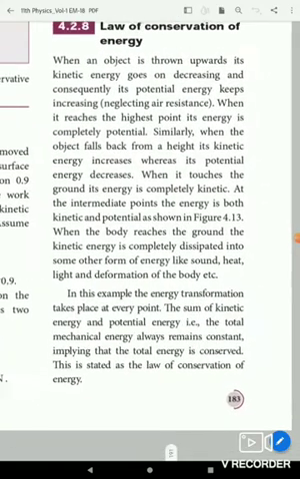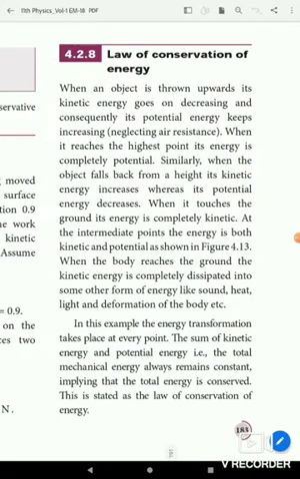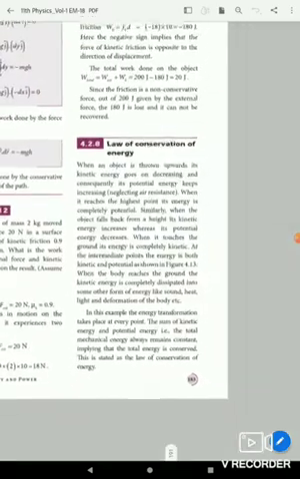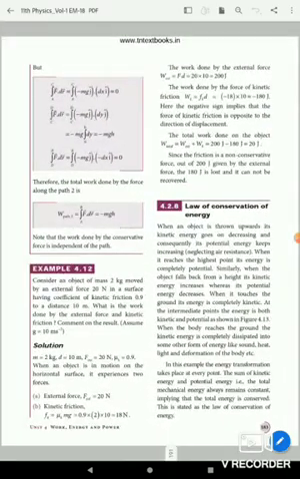Okay, what is the law of conservation of energy? This is a 2 mark question. The sum of kinetic energy and potential energy, that means the total mechanical energy, always remains constant. The total energy is conserved. This is the law of conservation of energy. Mark it. It is a 2 mark question.